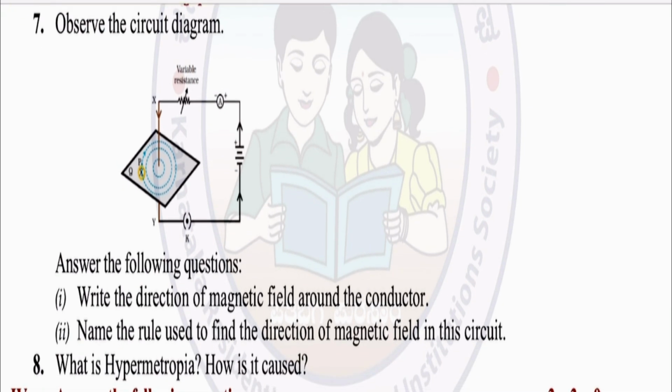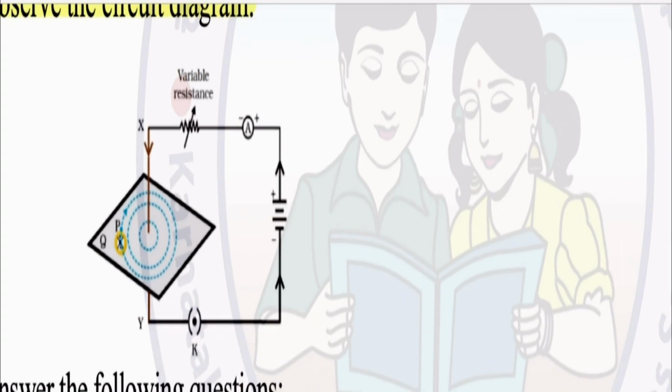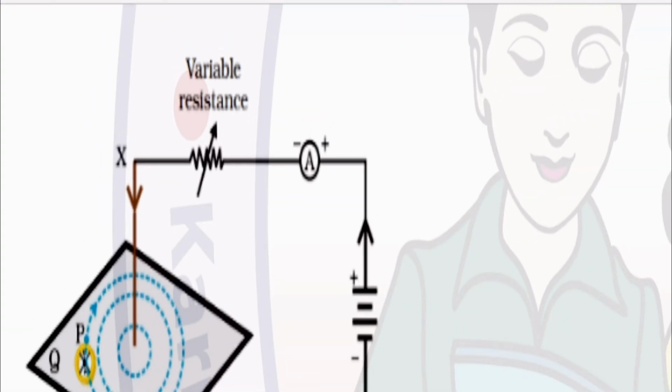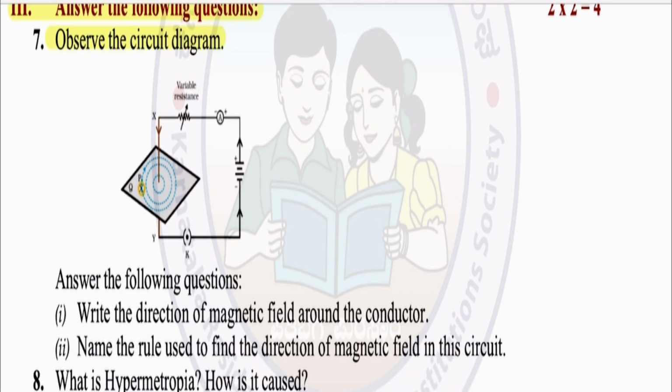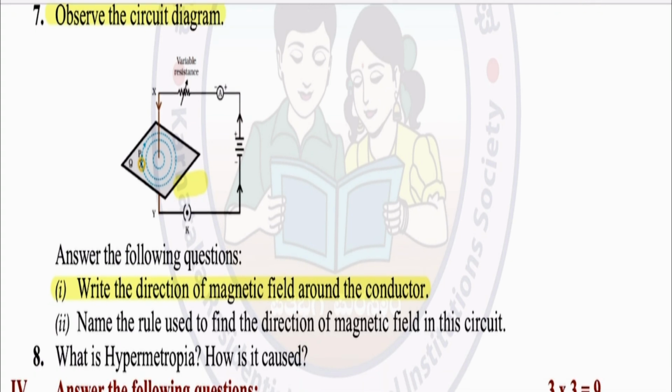Third main, answer the following questions. Seventh question, observe the circuit diagram. This is the diagram, and answer the following questions. Question number 1. Write the direction of magnetic field lines around the conductor. So the answer is clockwise. The magnetic field lines direction is clockwise.